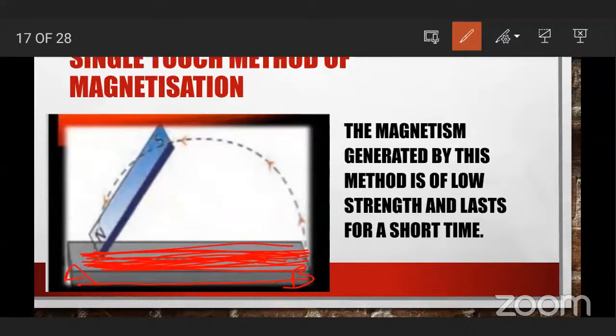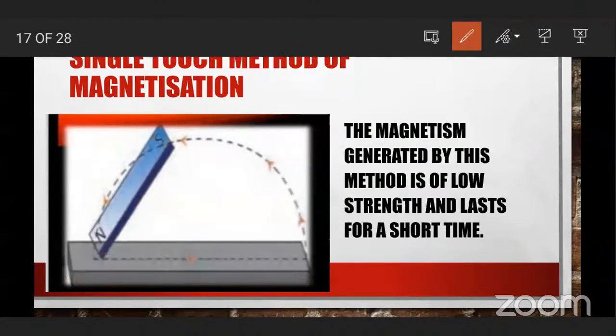If you observe now, the steel bar will be seen to have developed magnetism. If we do it like this, this steel bar develops magnetism. And this method of magnetization is called the single touch method.